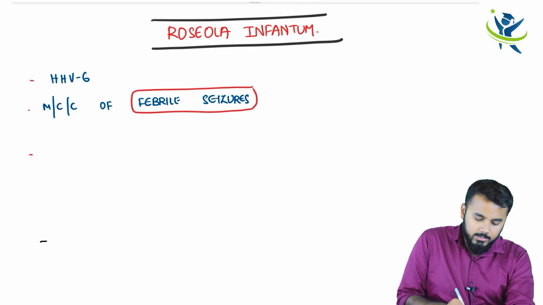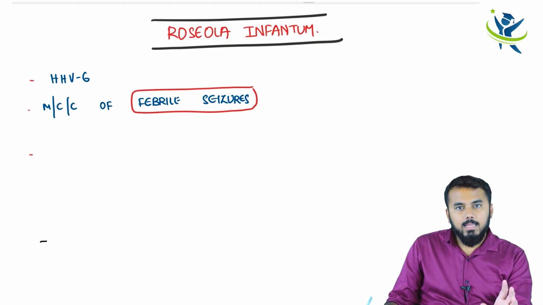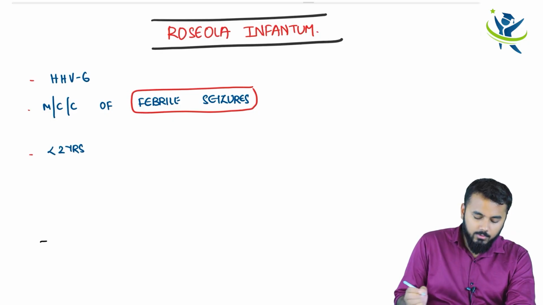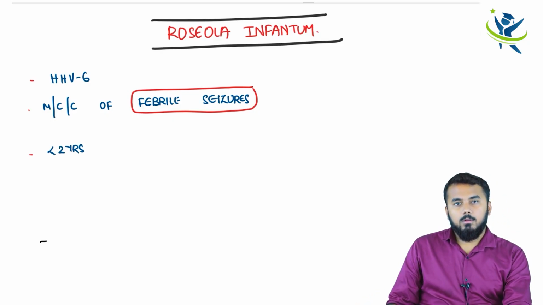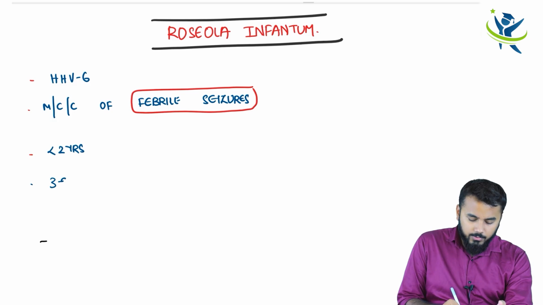Now another important thing is which age group does this most commonly affect? It affects children of less than 2 years of age. In these patients of Roseola Infantum, in the first 3 to 5 days there will be high fever, an acute onset of fever.